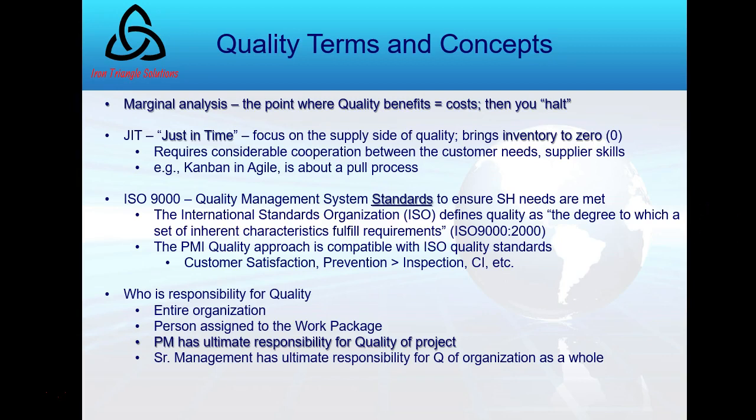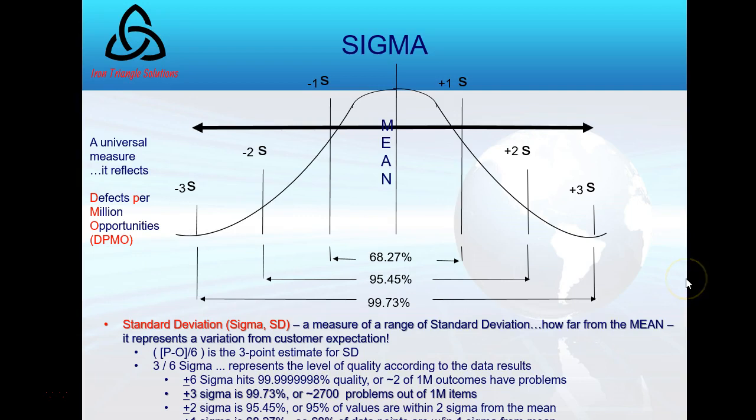Okay. So here are some quality terms and concepts to review for this lesson, including just in time. ISO 9000 is a quality management system of standards by the ISO organization, the International Standards Organization. Be aware of that. And who is responsible for quality? Well, the PM is ultimately responsible for quality in the project. Everybody has a role, but management has a key role.